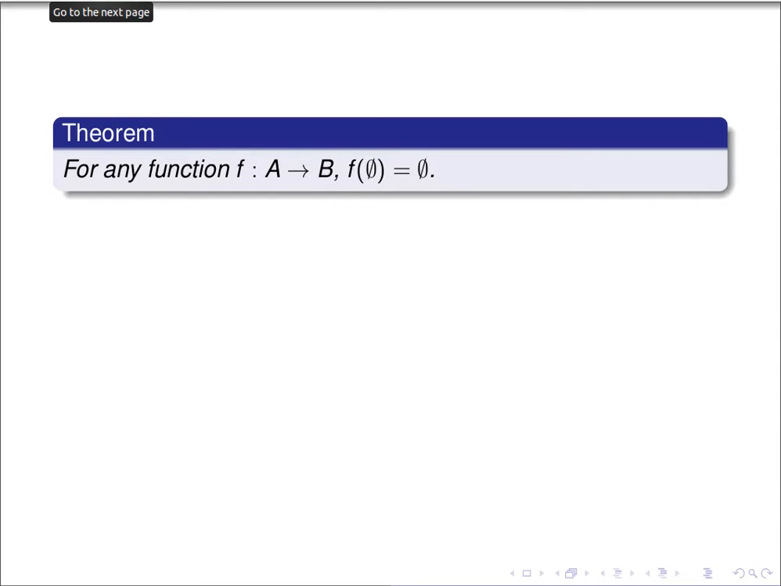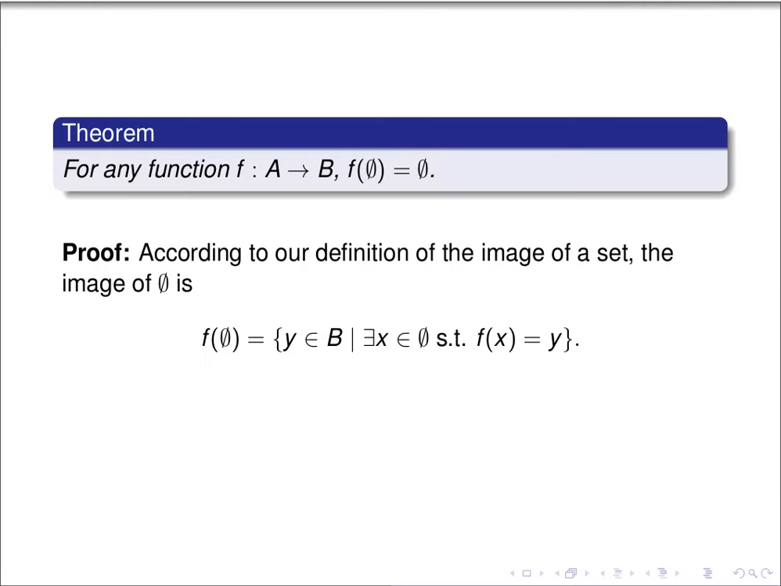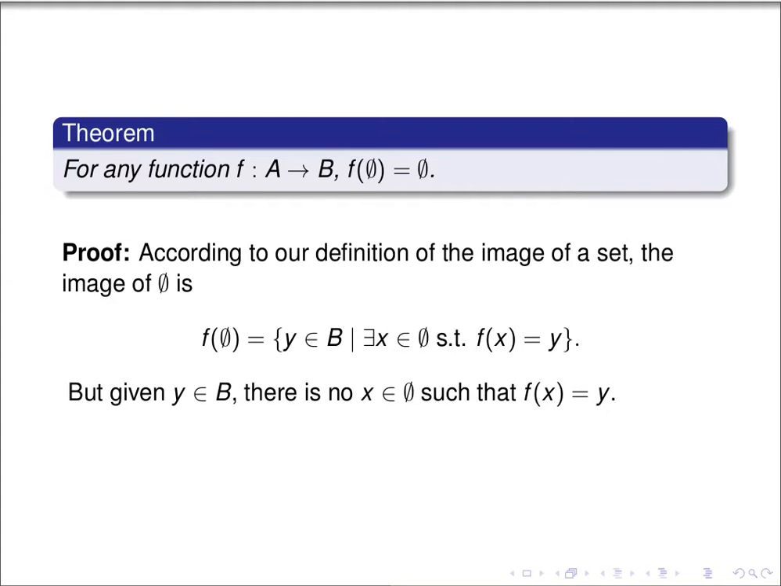Another theorem: for any function f from A to B, the image of the empty set is equal to the empty set. So according to our definition of the image of a set, the image of the empty set would be the set of all y in B such that for some x in the empty set, f of x is equal to y. Now of course, given a y in B, there's never an x in the empty set so that f of x is equal to y. So no y in B is eligible for inclusion in f of the empty set. That is, the image of the empty set under f is empty.